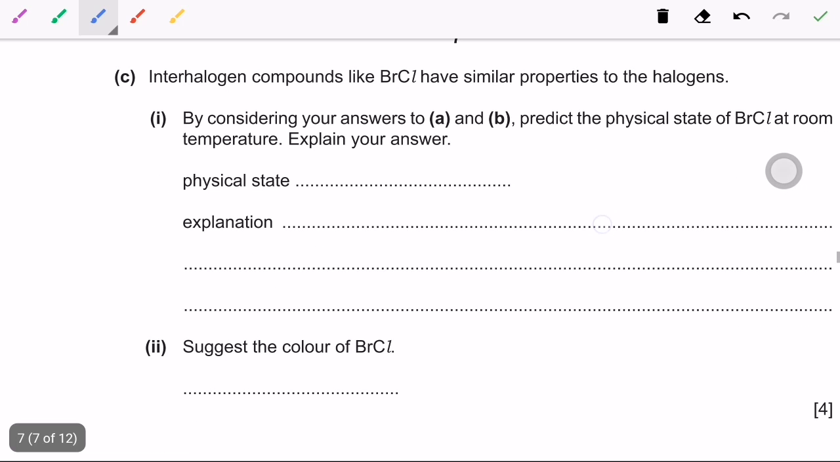Interhalogen compounds like BrCl have similar properties compared to the halogens. By considering the physical state of the halogens, predict the physical state of BrCl at room temperature. Explain your answer. So you can say it can be solid because it has got too many electrons, right? Or you can say it's a gas.